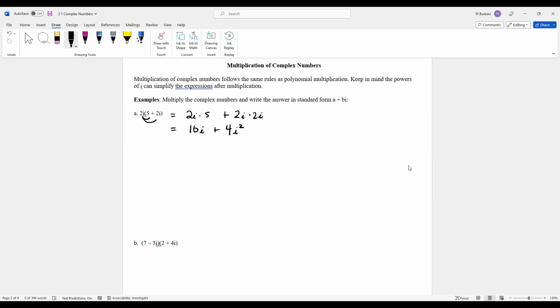Now we don't want to leave it this way. We want to substitute for i squared. So i squared is equal to -1. So we end up with a complex number. It is -4 plus 10i if we put it in standard form. That was a monomial times a binomial.